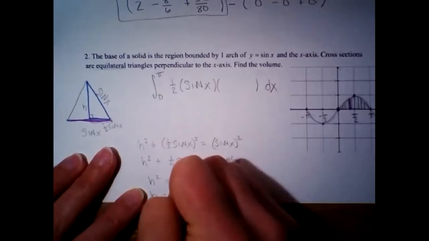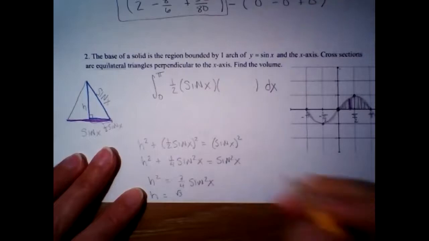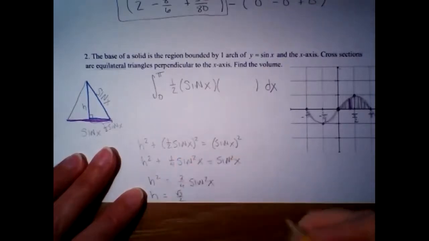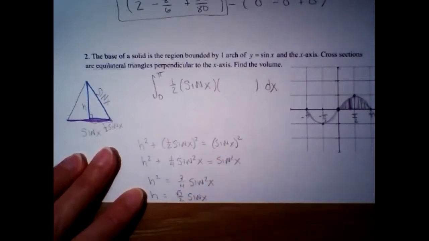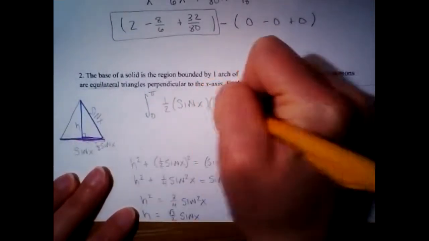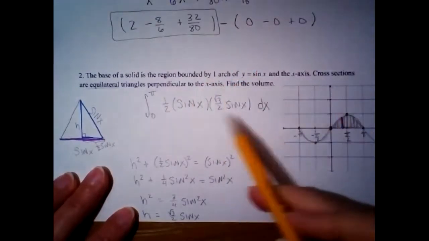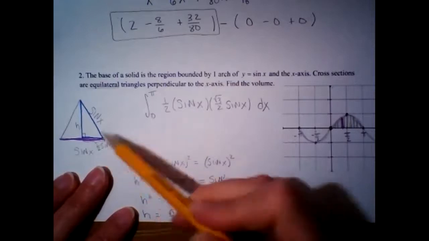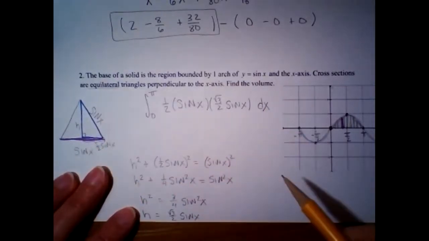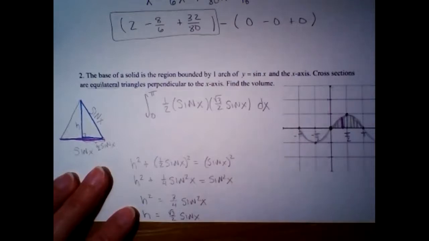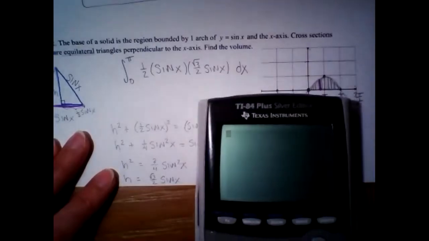So square root of 3 is just square root of 3. There's not really anything I can do about that. Square root of 4 is 2. And then square root of sine squared would just be sine. This would be square root of 3 over 2 sine of x for our height. So again, this is 1/2 base times height. It's the area of the cross section. Now, this is not something I would make you do by hand. We're going to type this one later. And oftentimes for these cross sections, you do get to type them.